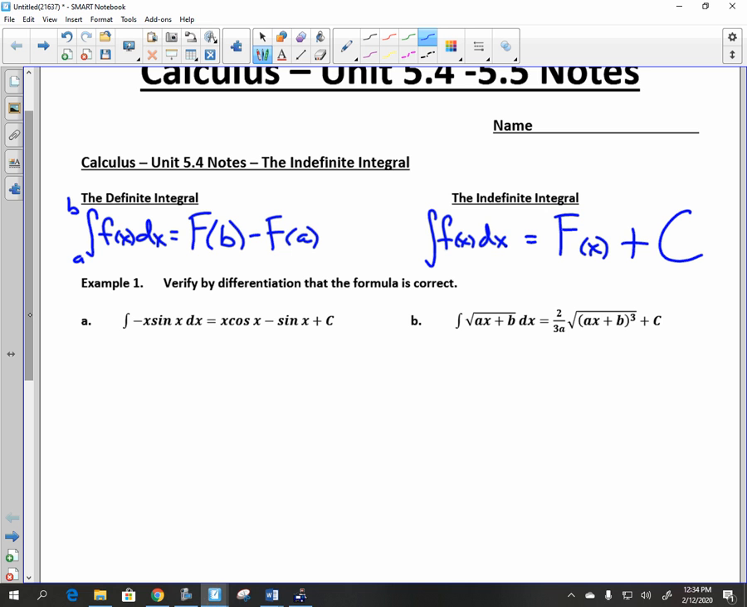Why? Because if I ask you, what is the antiderivative of 2x dx? 2x squared over 2, which is just x squared, but it could be x squared plus 5 as well, right? So because there could be any constant on the end, we write x squared plus c. That would be an indefinite integral.